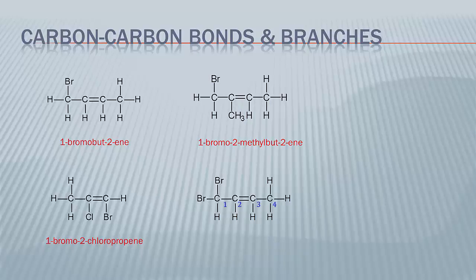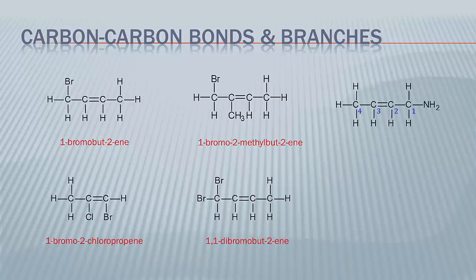Now we have a 4 carbon parent chain with an alkene on position 2 and 2 bromine groups on the first carbon. So this molecule is 1,1-dibromo-but-2-ene. Note that we've got the dibromo indicating there's 2 bromine groups, and we've got 2 numbers to indicate the positions of both of them. They're both on carbon 1. So make sure that you have it right. 2 branches, 2 numbers.